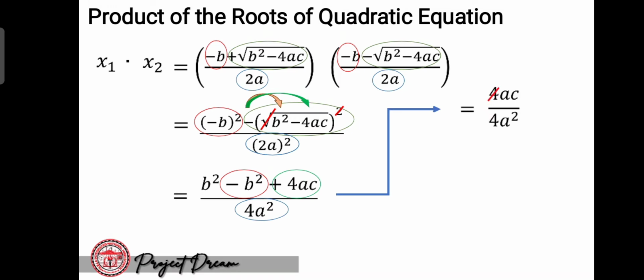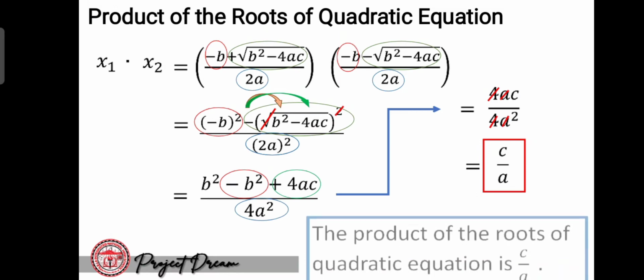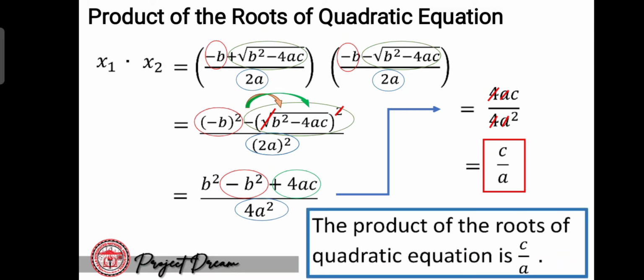Then, we will simplify if necessary. So, we will cancel 4 at the numerator and 4 at the denominator. And then, a at the numerator and a at the denominator. So, it becomes c over a. Therefore, that will be the product of the roots of the quadratic equation.